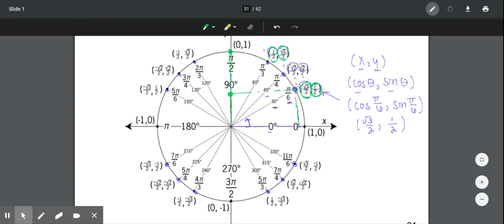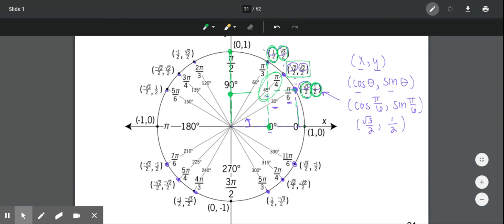And again, this one up here at pi over 3, if we were to drop that x down, that x is halfway out here. So that's why x is at 1/2. So that would mean that your y has to be the other one. Your 45 degrees or your pi over 4s are all root 2 over 2s.